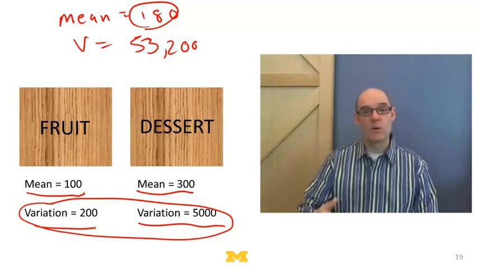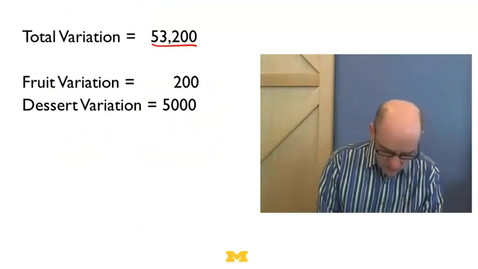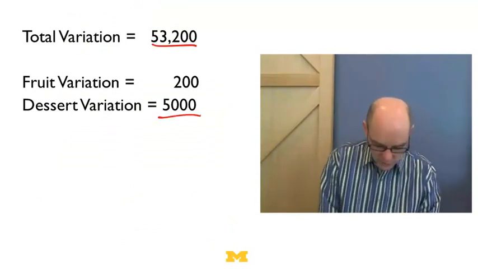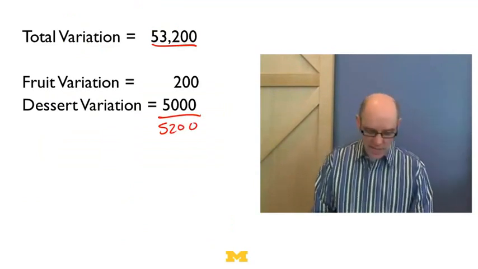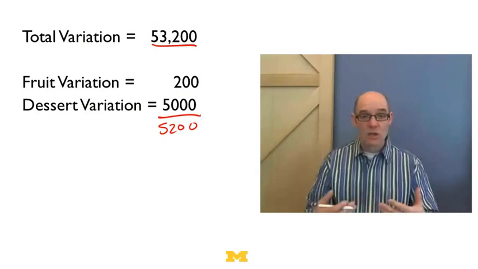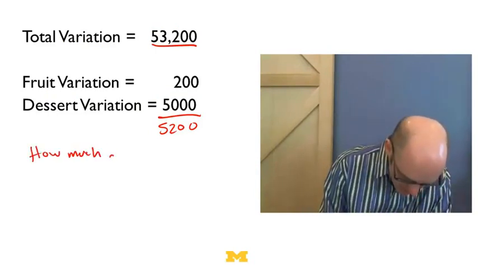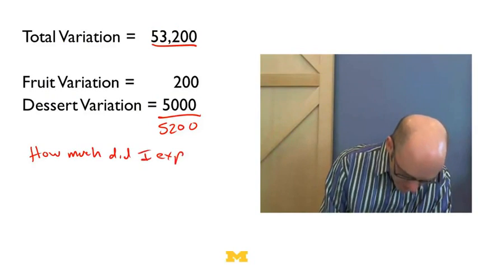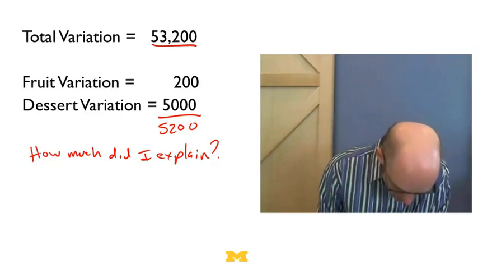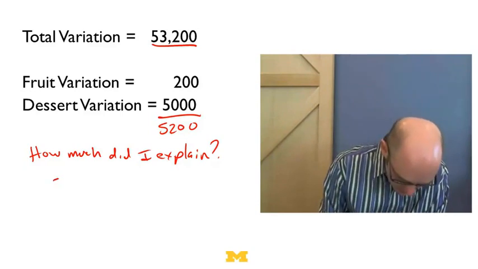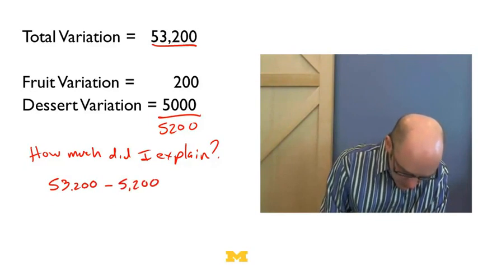What we want is a formal measure of how much we've reduced variation. That's actually fairly simple, right? So I've got a total variation of 5,300. Fruit variation is 200. Dessert variation is 5,000. So that gives me 5,200. So 53,000 to start, and I get 5,200 left. So what we want to ask is, how much did I explain? That's the question. How much of that variation did I explain? Well, I started out with 53,000, and I now only have 5,200 left over.